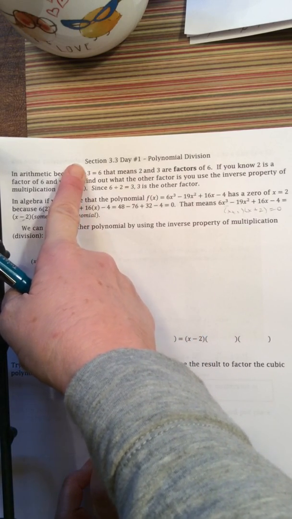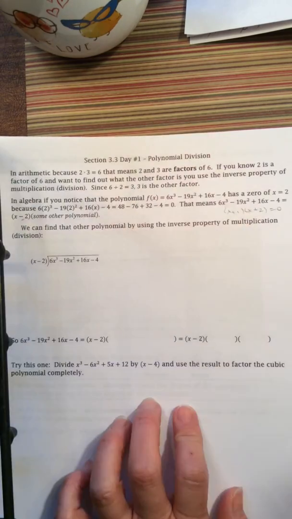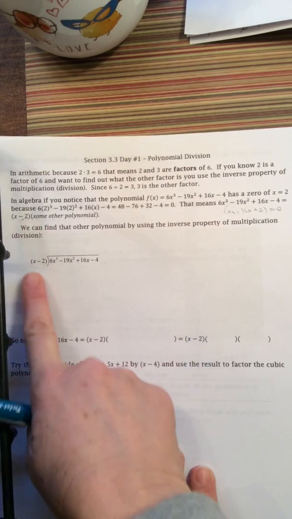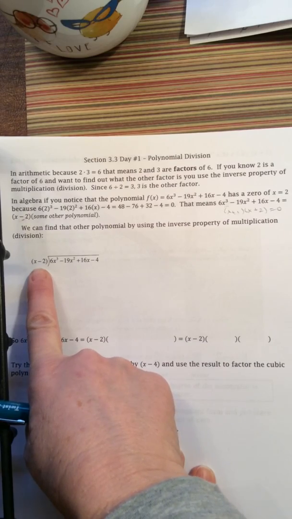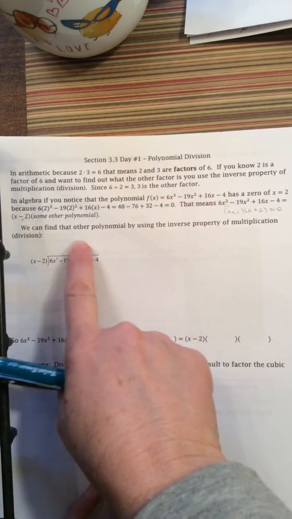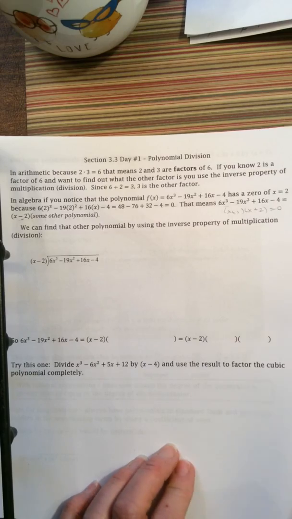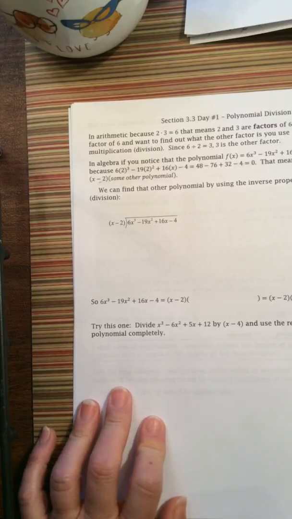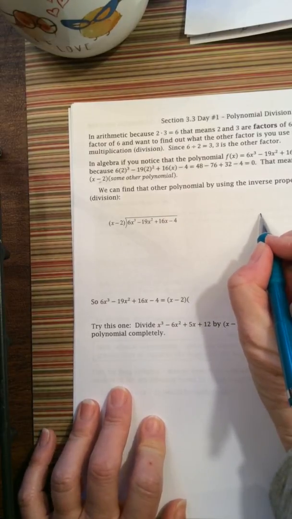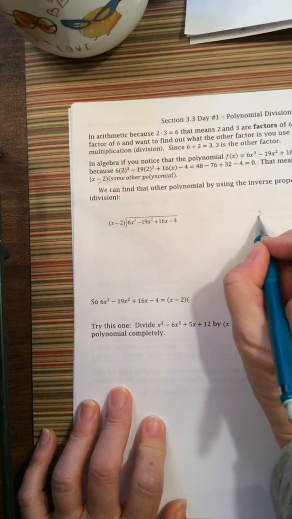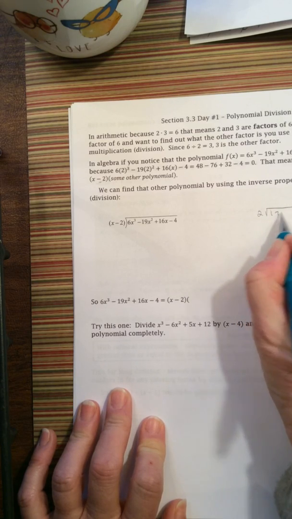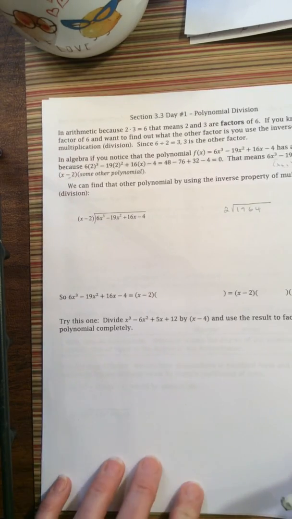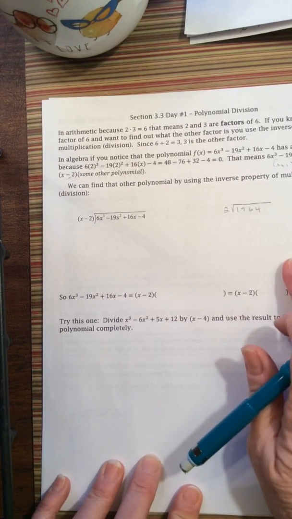If somebody told me 3 was a factor, I would divide to find 2. If I know x minus 2 is a factor, I'm going to divide x minus 2 into the polynomial to figure out what the other factor is. And what this division looks like when I'm doing it with polynomials is a lot like what it looks like if I'm dividing an integer into another integer. So I'm going to put that next to it, and we're going to sort of compare what we're doing here.